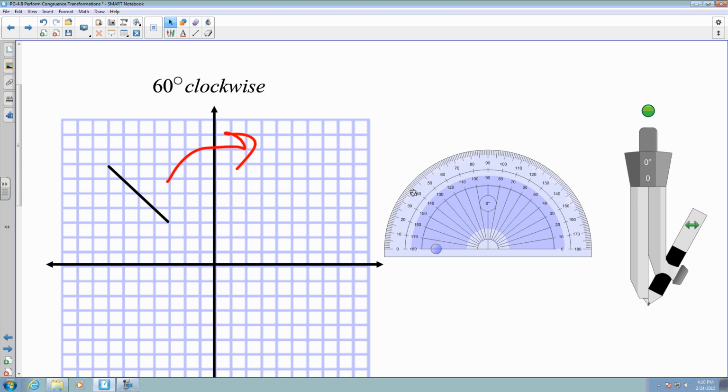So what we're going to do first is, well, first I'm going to erase this, but the first thing I want to do is I'm going to make a line at our fixed point. So our fixed point in this case is going to be 0, 0.